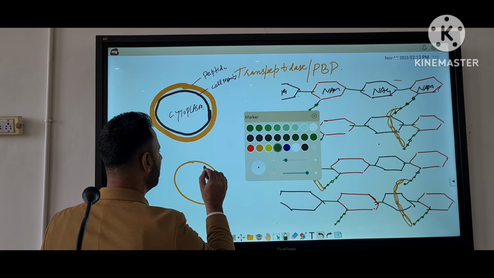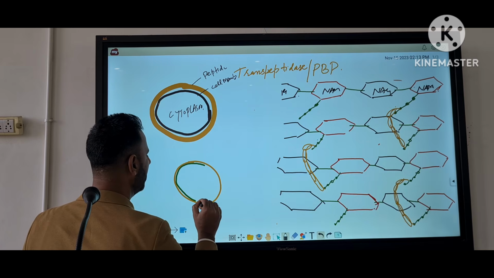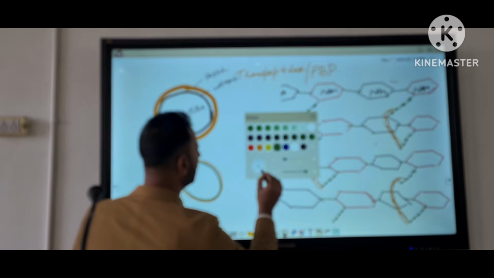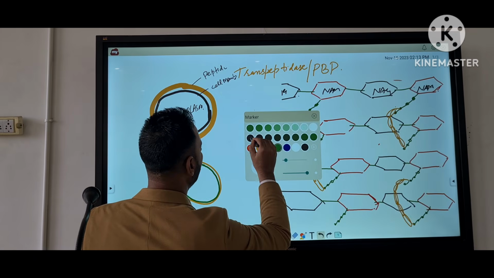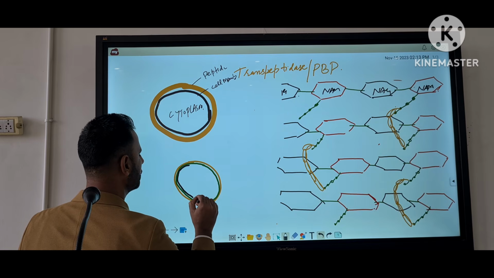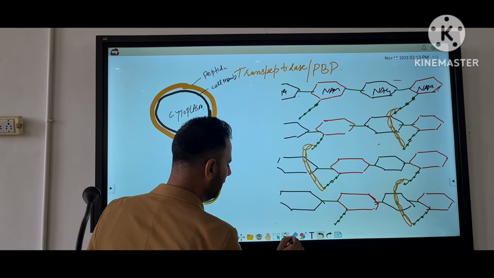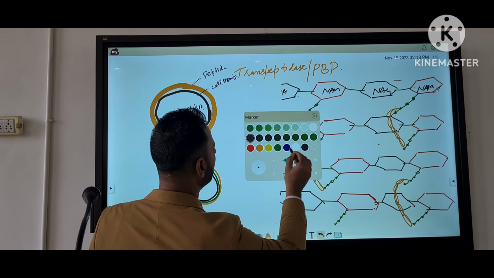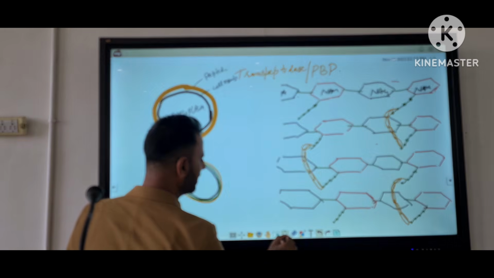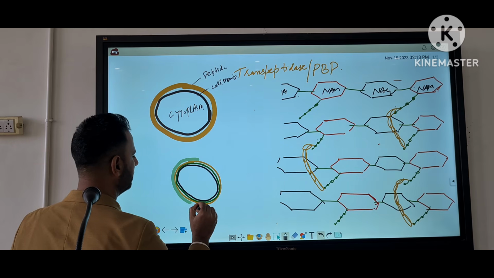And below this peptidoglycan, you have what we call the periplasmic space. Do you remember? We have a periplasmic space. And below this space you have what we call the plasma membrane. So here we will find a difference. And above the peptidoglycan, you will find there is an outer membrane. Probably you may be knowing.